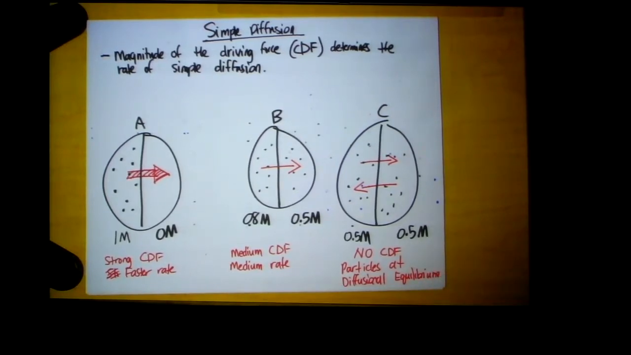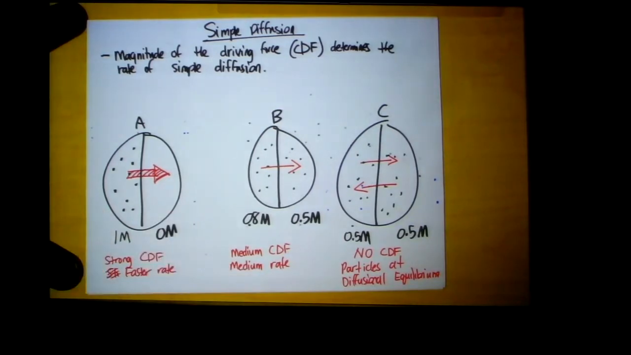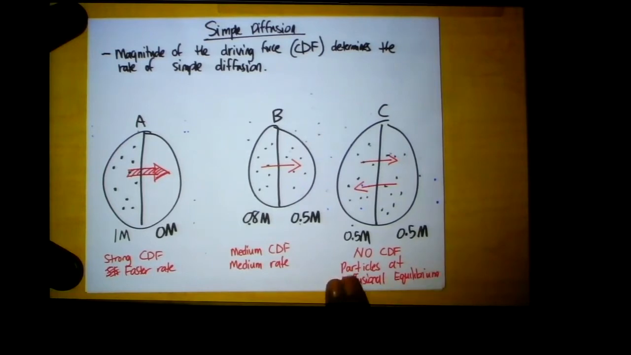All right. So this really illustrates to us that we can have a strong rate that is influenced by a strong driving force that is influenced by a strong gradient, right? And then we can have a weak rate, or actually no movement, right? These are at equilibrium because we have no driving force, because we have no gradient, okay? All right, and that's simple diffusion. That's the rate of simple diffusion.